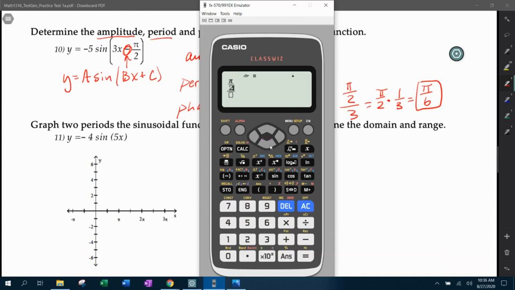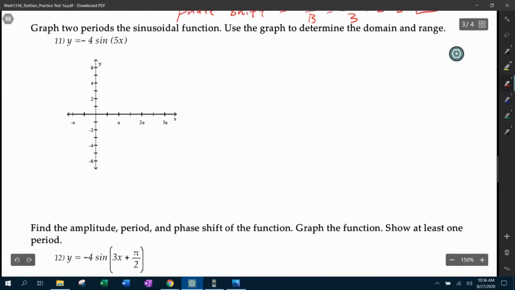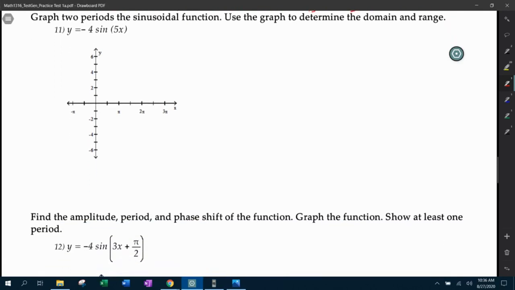So that makes the numerator a fraction over 3. 1/6 pi is the same as pi over 6. You can check that with your calculator if you're not sure. And that gets the 3 pieces they asked for: the amplitude, period, and the phase shift. Number 10 is done. Number 11, graph 2 periods.